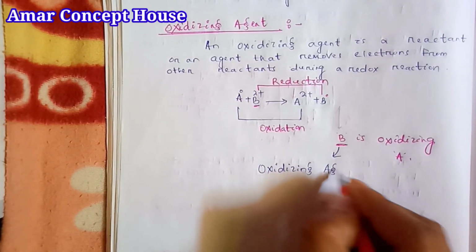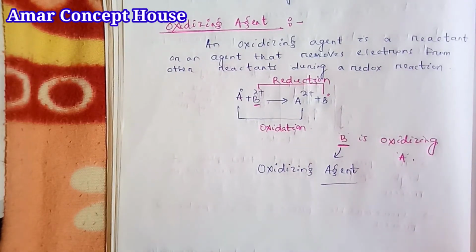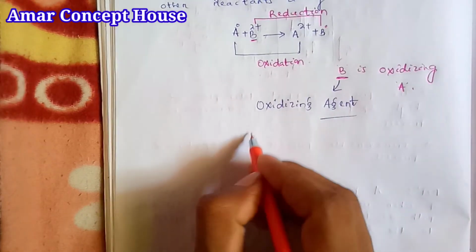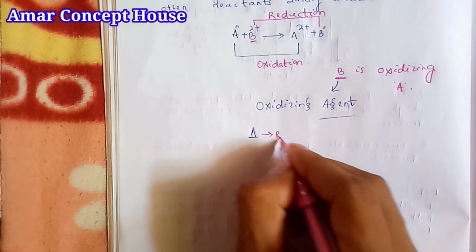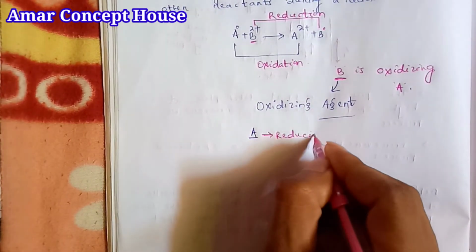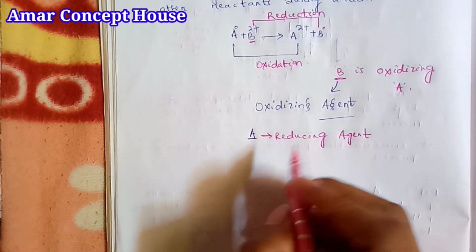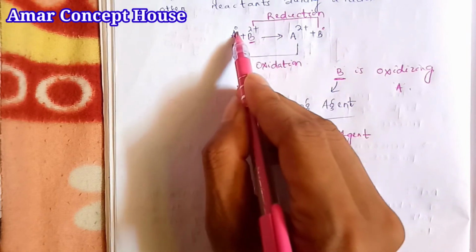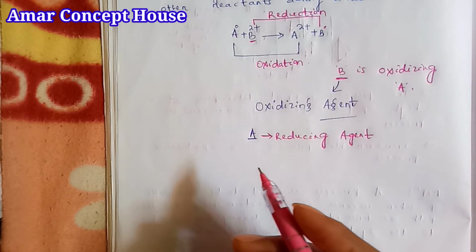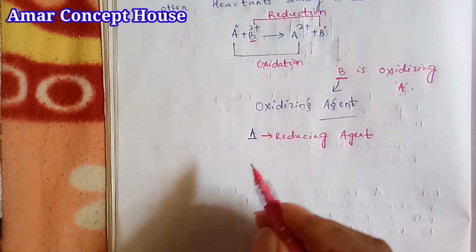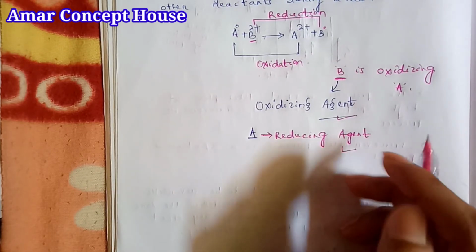So B behaves as an oxidizing agent. But A behaves as a reducing agent here, because A loses 2 electrons and became oxidized due to the agent B. So B is the oxidizing agent and A is the reducing agent. Clear, students? So remember, whose oxidation occurs, that is the reducing agent.